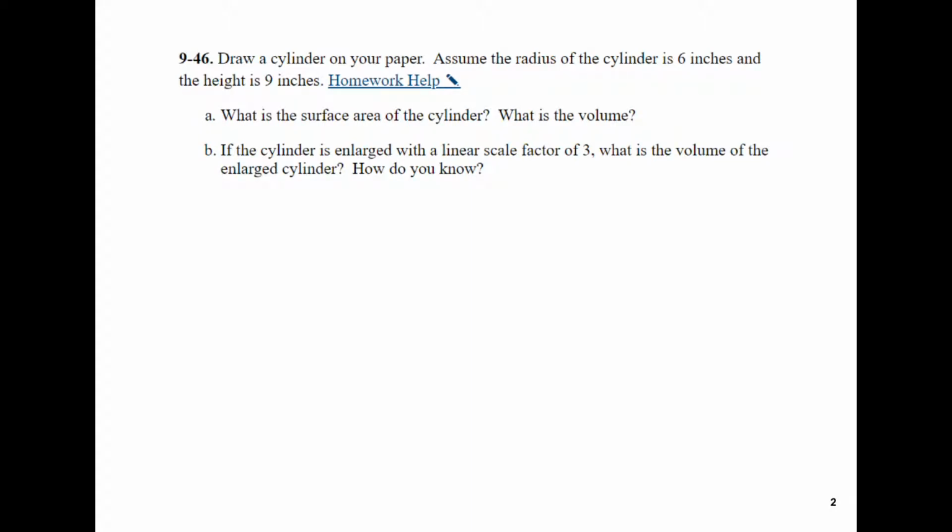9-46 says, draw a cylinder on your paper. Assume the radius of the cylinder is 6 inches and the height is 9 inches. So the height is 9 inches, the radius is 6 inches. What is the surface area of the cylinder? What is the volume? So when we talked about surface area, we talked about the outside of our figure. So if you think of wrapping paper, what would cover the outside of our figure?